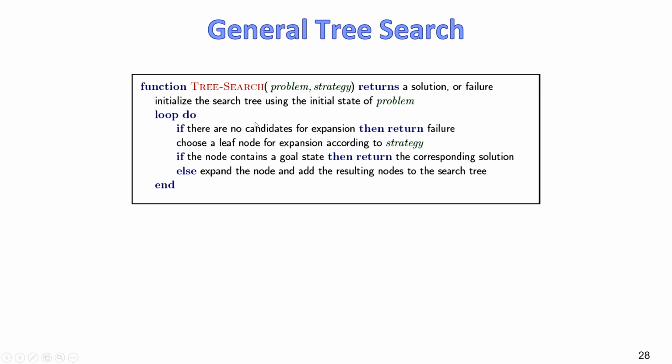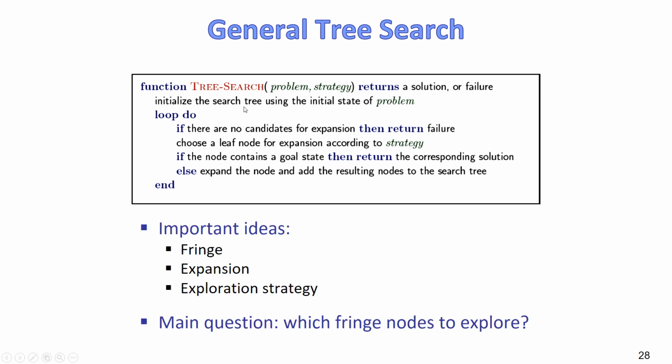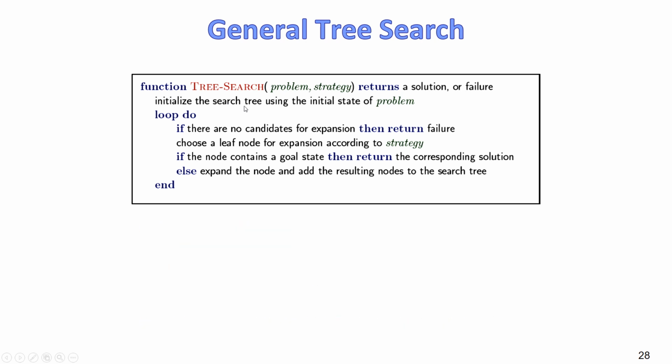Now, in the algorithm, as we mentioned in the previous slide, we will initialize the search tree or the fringe. Whenever we say search tree here, that's the concept, but in the implementation, we will represent the search tree by the fringe. We don't need to keep the whole tree. We just keep the fringe, which has the leaves of the tree so far. Initially, we will add just the initial state or the start state to the fringe.